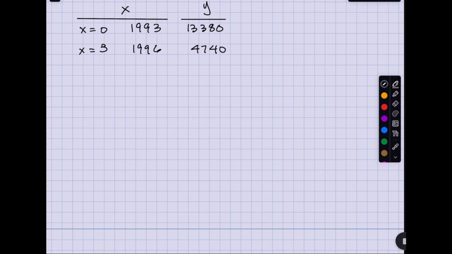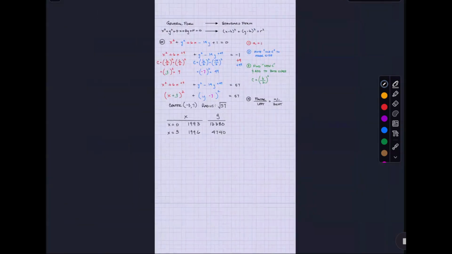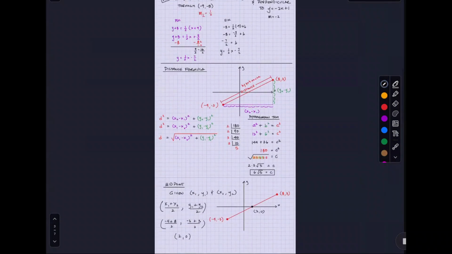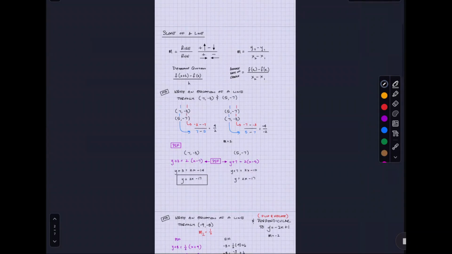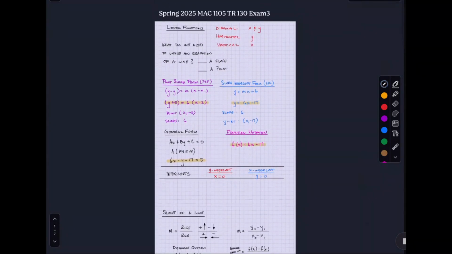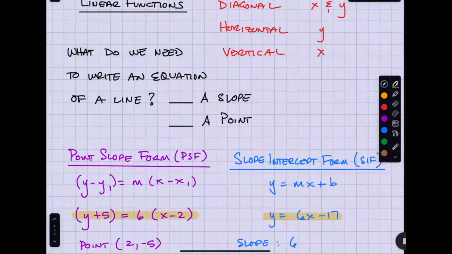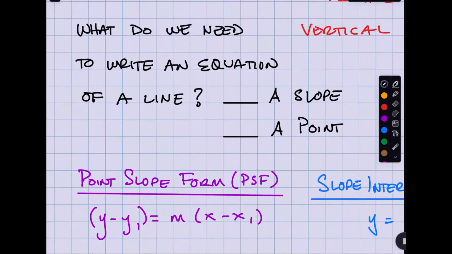I need a slope and a point. You remember you said ordered pair, and you say, ordered what? It is the same thing. You need a point and a slope. Remember this right here? What do we need to write an equation of a line? A point and a slope.